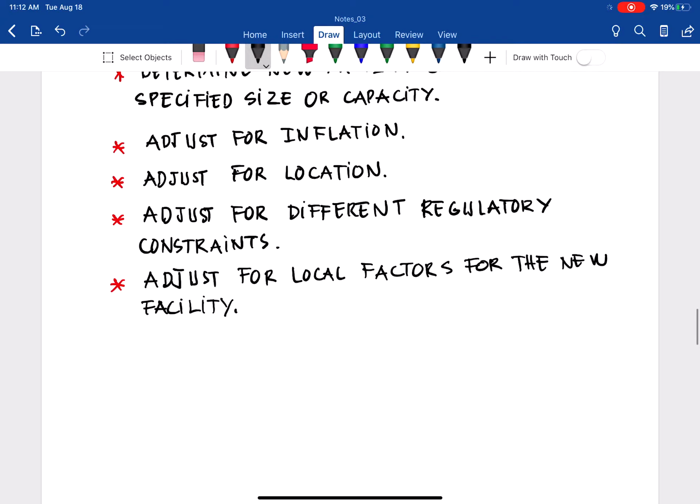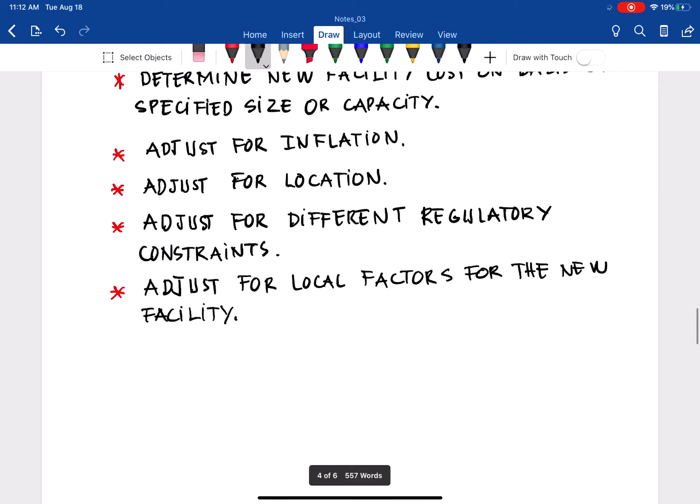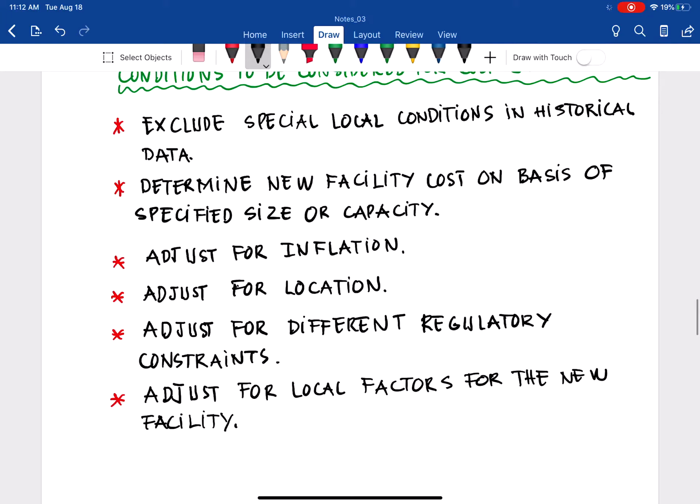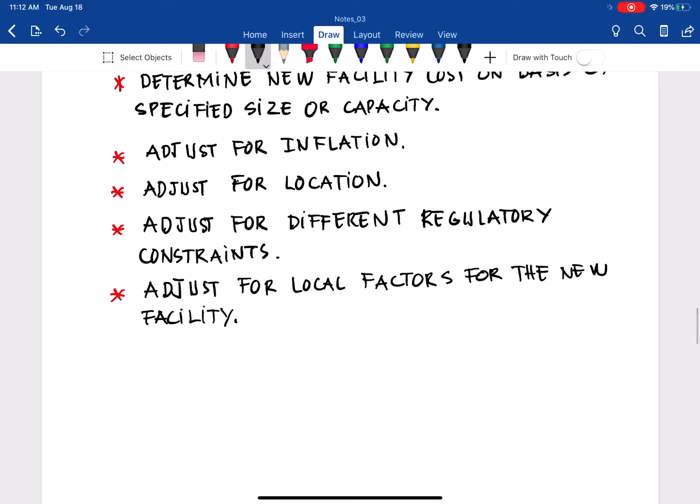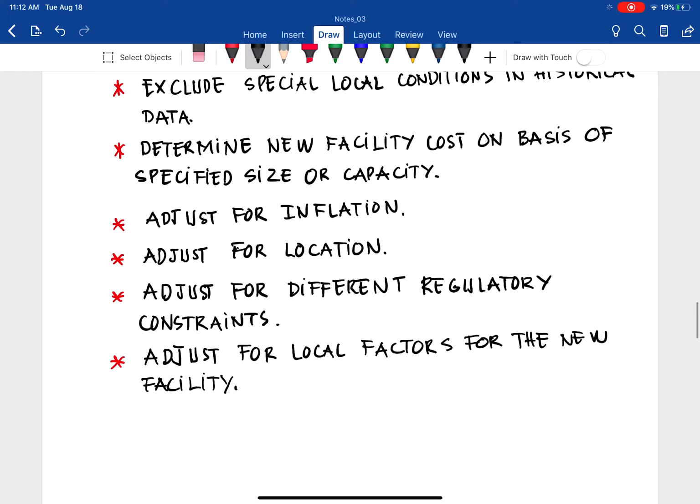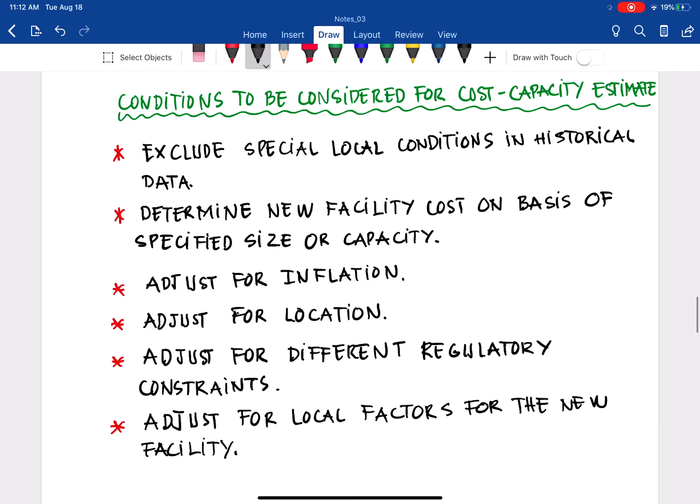And the last adjustment, the sixth one, is to adjust for the local factor for the new facility, since we excluded the local condition of the historical project in the first step. We talked about the earthquake. Now building in Florida, no earthquake, but then the hurricane. So we have extra cost for hurricane, whereas for the project in California, we don't need to consider the hurricane over there. So with that, 6 adjustments are needed to do the real estimate using the cost capacity.